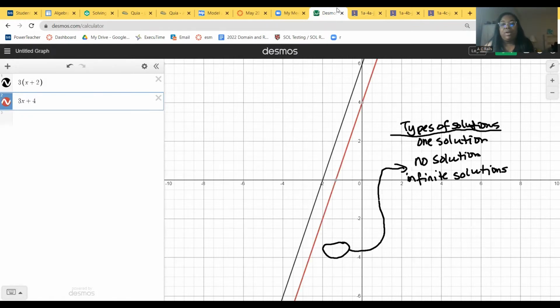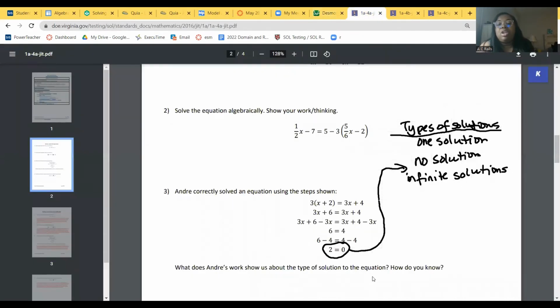Look at those lines. What kind of lines are those? Those are parallel. Parallel lines will never intersect. So that means they will never have values that will be in common. So in that case, if you end up with something where you end up with 2 equals 0, that means you have a no solution. All right, let's move on to the last thing.